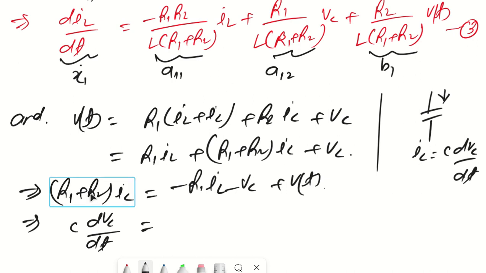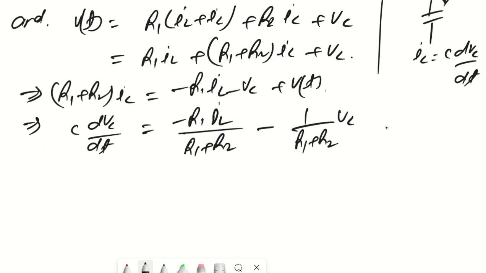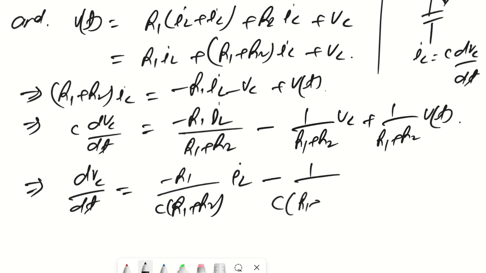And R1 plus R2, I can divide both sides, so this will get cancelled here, and it will come out like this. So we can have minus R1 into IL by R1 plus R2, minus 1 by R1 plus R2 into VC, plus 1 by R1 plus R2 into VT. Now it becomes very easy. So if we divide it by C, then we have dVc by dt is equal to minus R1 by C times R1 plus R2 into IL, minus 1 by C times R1 plus R2 into VC, plus 1 by C times R1 plus R2 into Vt.